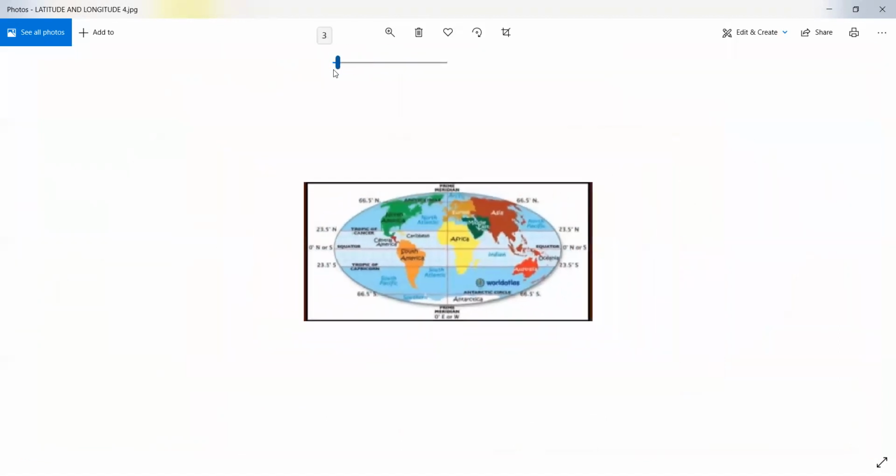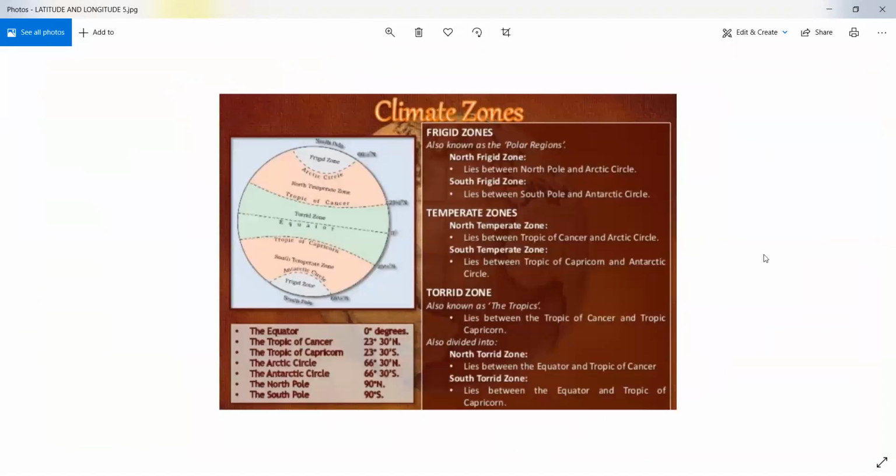So as we move on, climate zones. We are going to talk about 3 climate zones here: torrid zone, temperate zones, and frigid zones. The torrid zone is also known as the tropics. It lies between the Tropic of Cancer and Tropic of Capricorn. It is also divided into the North Torrid Zone, which lies between the equator and the Tropic of Cancer, and the South Torrid Zone, which lies between the equator and the Tropic of Capricorn.